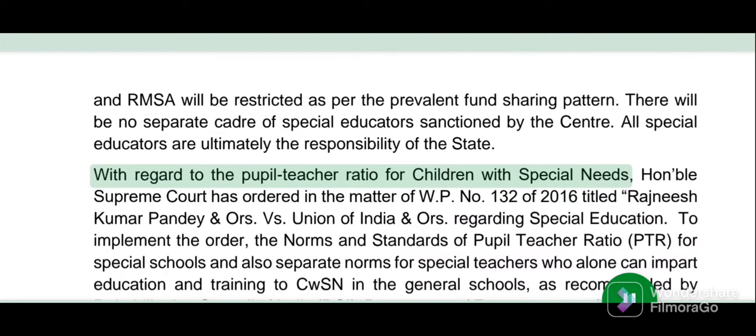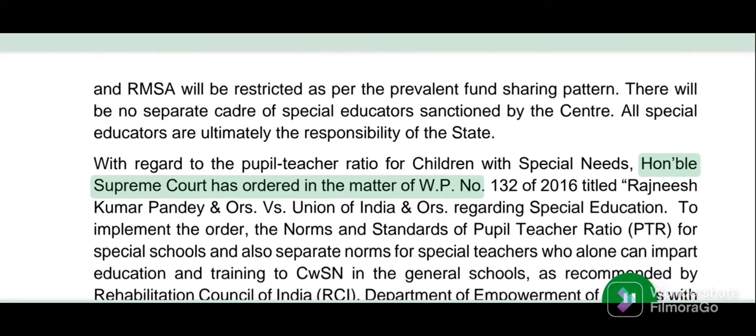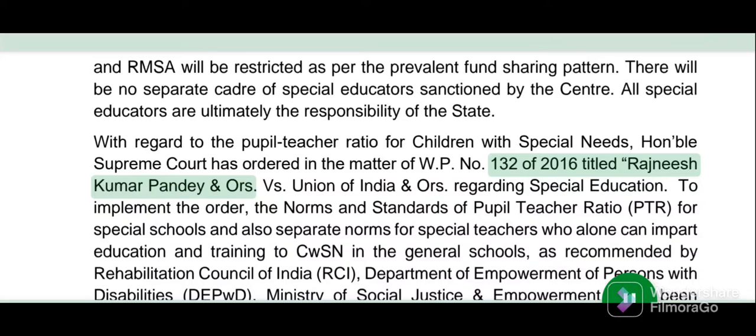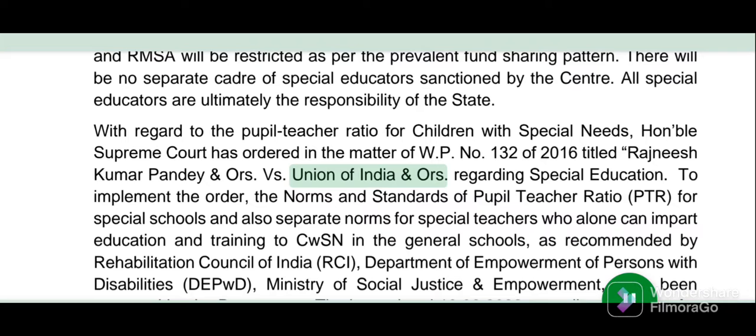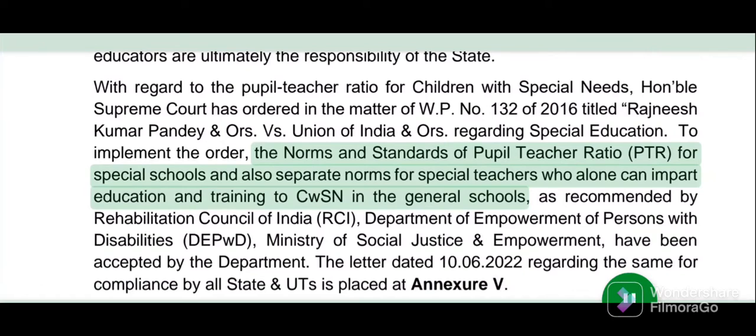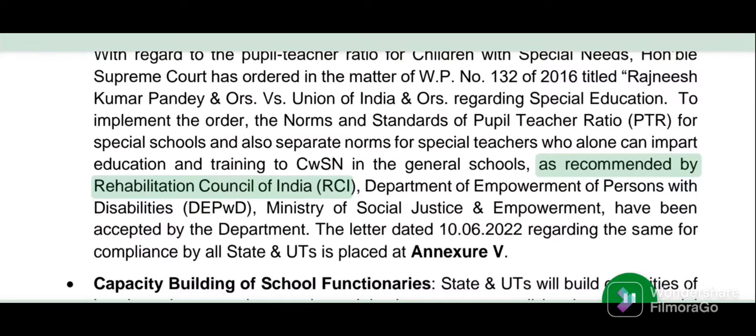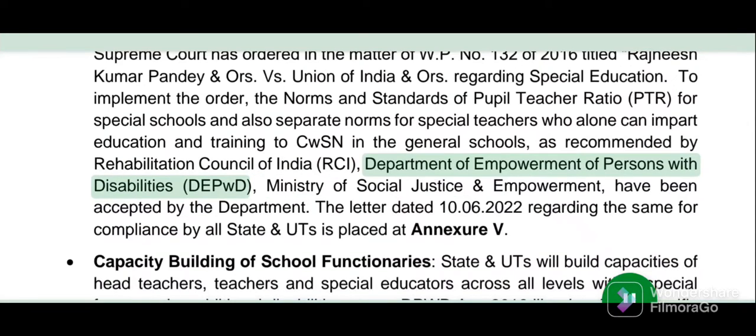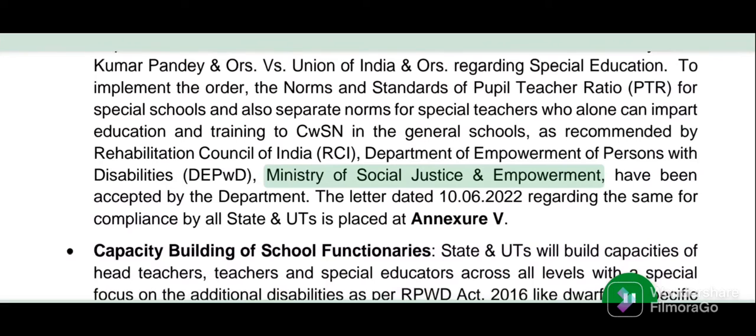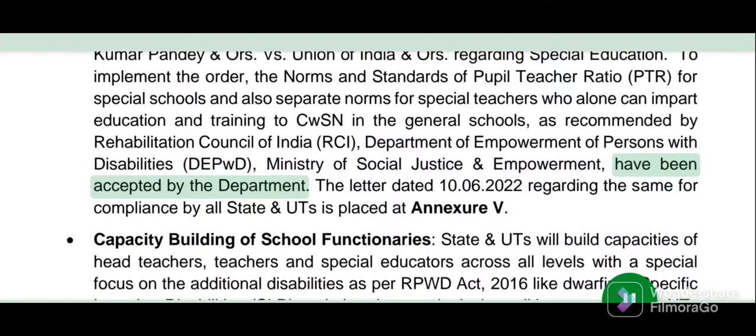With regard to the pupil-teacher ratio for children with special needs, the Hon'ble Supreme Court has ordered in the matter of WP No. 132 of 2016 titled Rajneesh Kumar Pandey and Others vs. Union of India and Others regarding special education. To implement the order, the norms and standards of pupil-teacher ratio (PTR) for special schools and also separate norms for special teachers who alone can impart education and training to CWSN in the general schools, as recommended by Rehabilitation Council of India (RCI), Department of Empowerment of Persons with Disabilities, Ministry of Social Justice and Empowerment, have been accepted by the department.